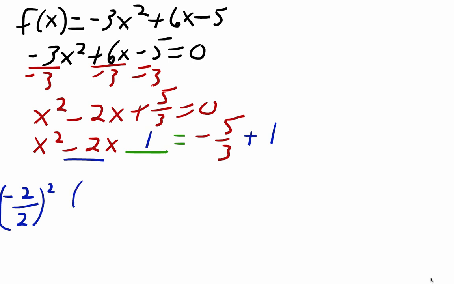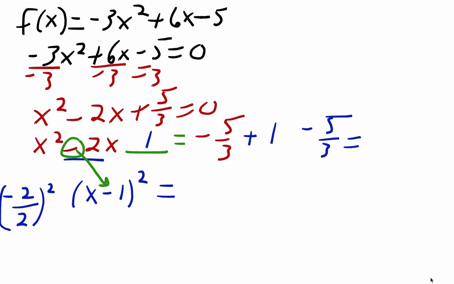So then this is going to be x minus 1 squared. If you remember, this always tells you what's going to be right there. If it's positive, it'd be plus. If it's not, then it'd be negative. Then it's going to be equal to, make this into common denominator of 3, so it'd be plus 3 over 3, so it'd be negative 2/3.